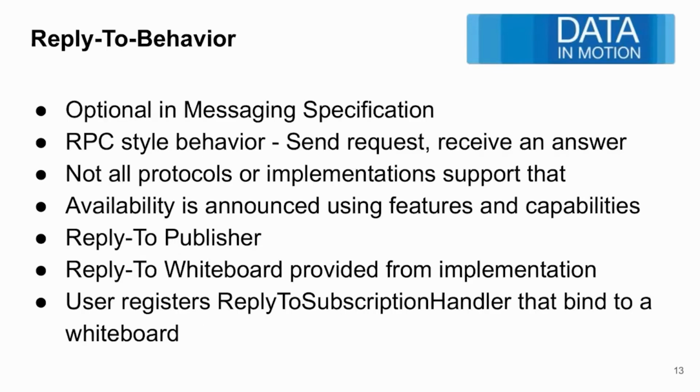So the messaging specification says that an implementation must always provide at least the message publisher and message subscription service and their corresponding message context builders. This is the minimum of functionality that must be provided via the messaging specification. But as mentioned before, we also have optional functionalities.